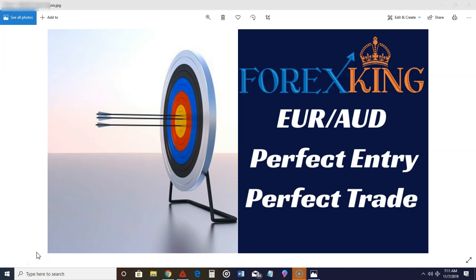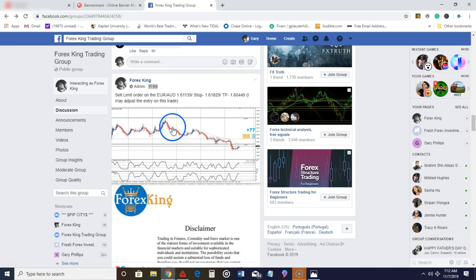All right, team, let's take a quick look at what I consider to be a perfect entry on a perfect trade. As you can see, last night I gave a signal to go short on the Euro AUD around 8 p.m. Eastern Standard Time. Let's take a look at why the signal was given, what I was looking at, and how the trade turned out.